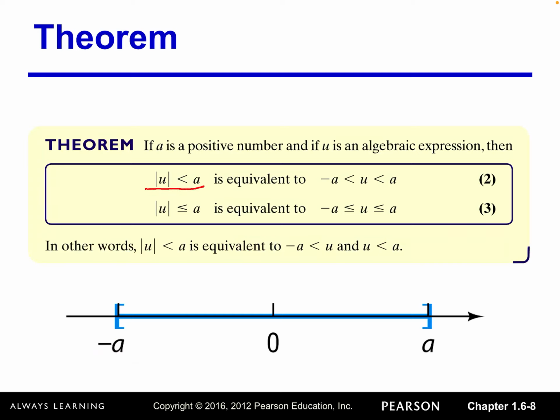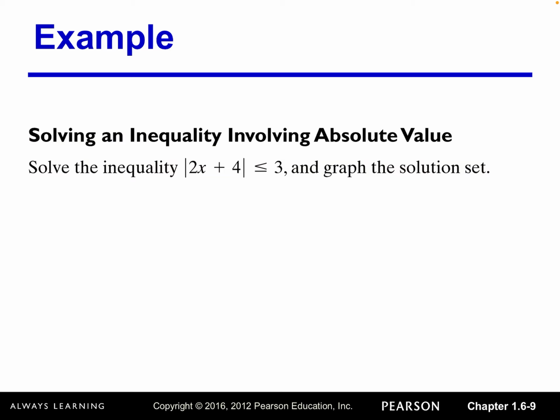Okay, so let's look at a theorem. For absolute value less than a, where a is a positive number, the solution set is a combined inequality. The variable is a value between negative a and positive a. For the equal sign case, it will be the same, just add an equal sign here. Okay, that's for the less than case. All right, let's try an example. The greater than case is another theorem. We will look at that in a little bit.